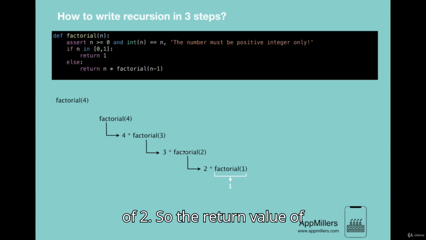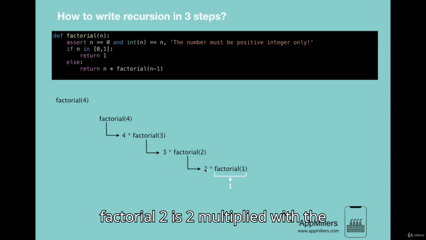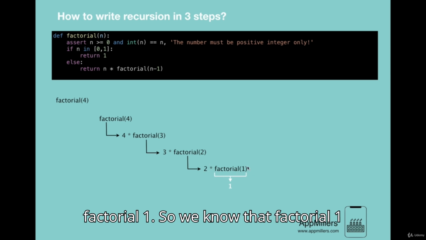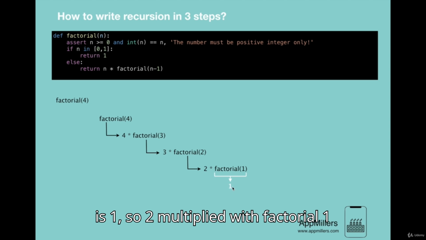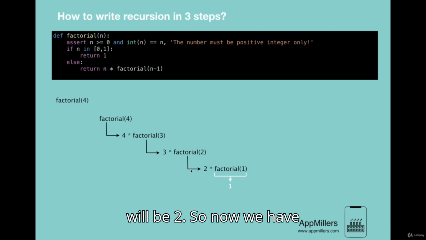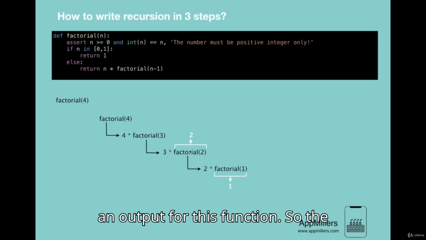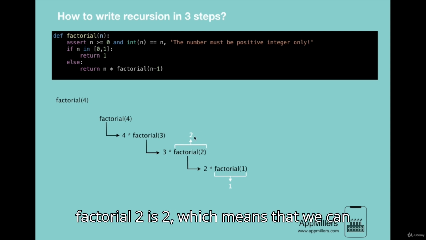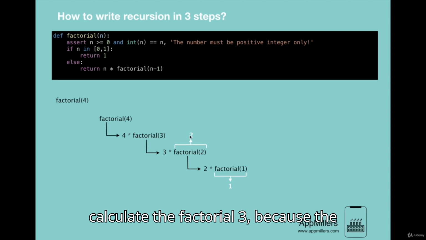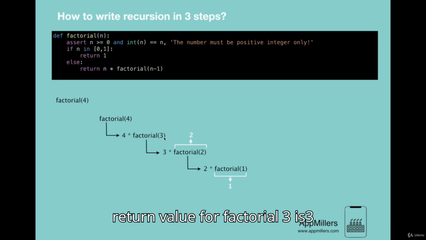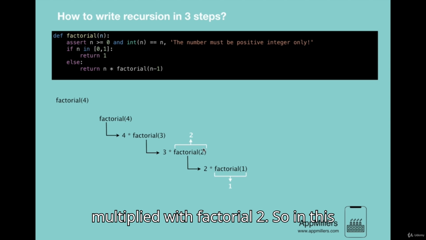So the return value of factorial 2 is 2 multiplied with factorial 1. So we know that factorial 1 is 1. So 2 multiplied with factorial 1 will be 2. So now we have an output for this function. So factorial 2 is 2, which means that we can calculate factorial 3 because the return value for factorial 3 is 3 multiplied with factorial 2.